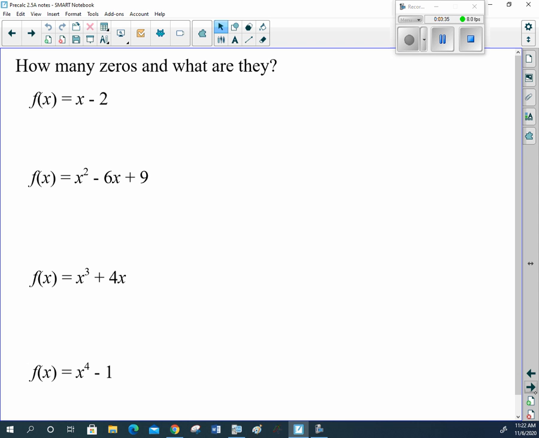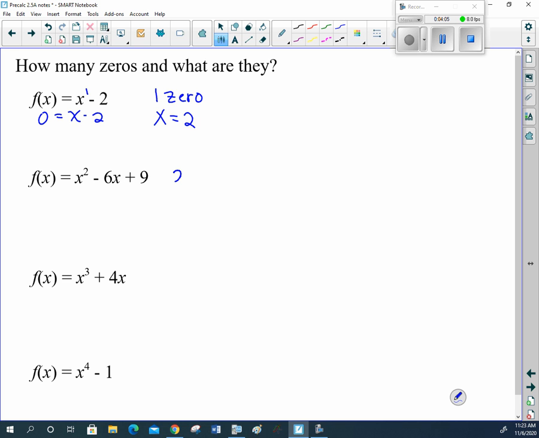So really quickly, let's go through these and figure out how many zeros there are and what they are. If you're going to find zeros, remember you're going to want to have it equal to 0 because you're solving for x. So you have 0 equals x minus 2. Because that's a degree 1, there would be 1 zero. And what is it? X equals what? 2. Yeah.